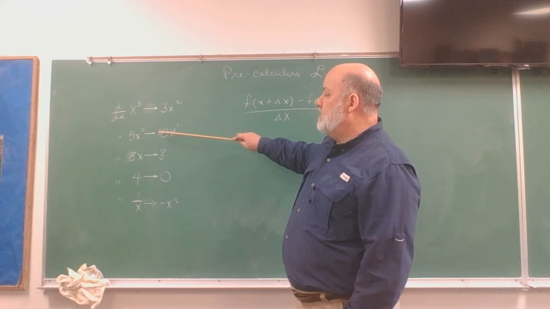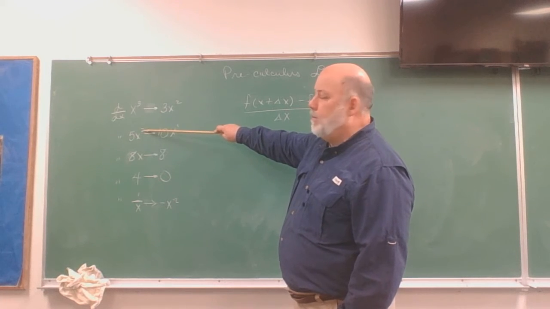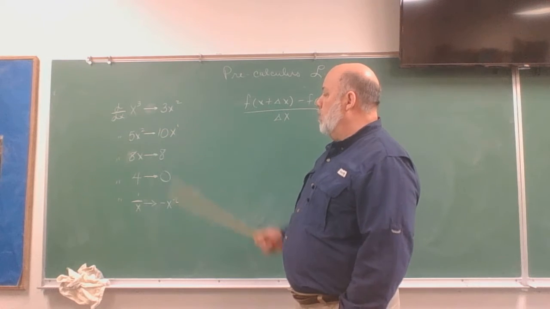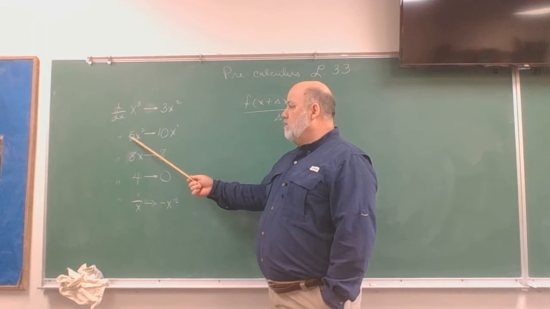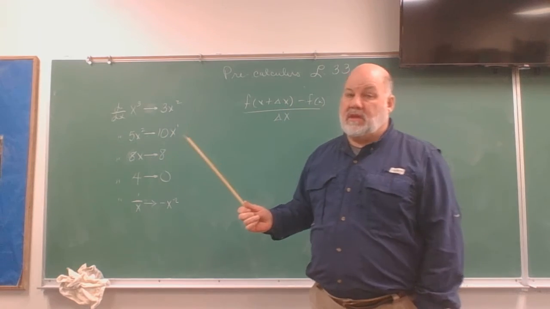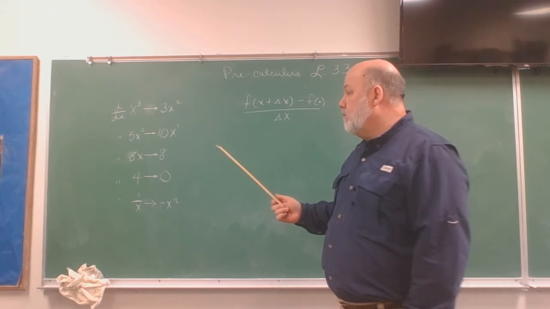2 times 5 is 10. Then to find the power, I subtract 1 from 2, and I get the 1 power. So again, 2 times 5 is 10. 2 minus 1 is 1. The derivative of 5x squared is 10x, 10x to the 1 power.